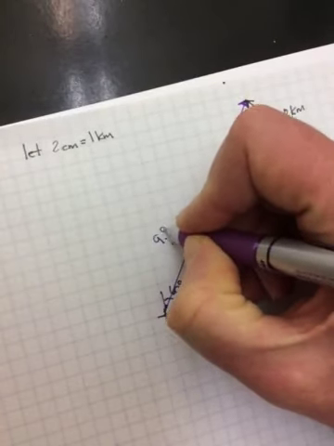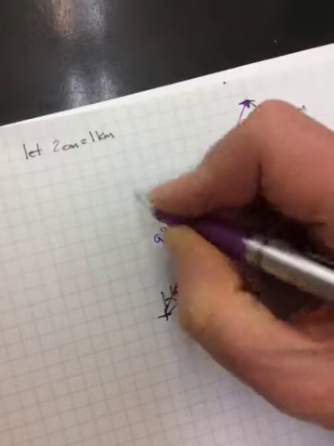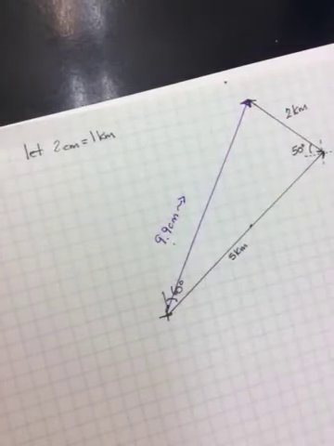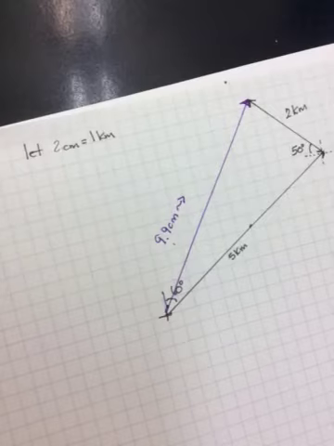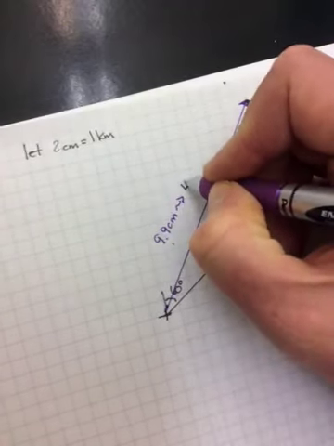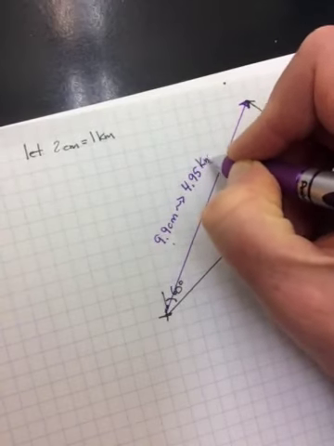So 9.9 centimeters, and you don't have to write this down. I'm just writing it down so I can show you. Every 2 centimeters is a kilometer. So take your 9.9 or whatever length you got and divide it by 2. So this vector's length is 4.95 kilometers.